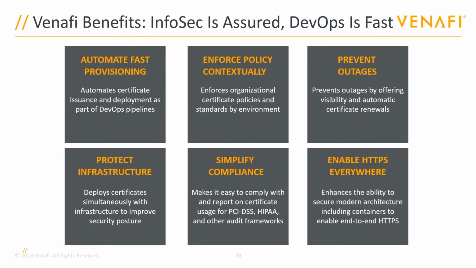Thanks for taking some time out of your day to explore how Venafi and Vault can enable InfoSec and DevOps teams to work faster and more securely together while continuing to use the same tools that they do every day. As some key takeaways, I'd like you to remember that together, Venafi and HashiCorp are able to automate the fast provisioning of machine identities in DevOps pipelines. They're able to enforce consistent policy across the entire organization, and they can prevent certificate-based outages through visibility and automation. Ultimately, info security is assured, DevOps is fast, and perhaps most importantly, they're working together to enhance the security of the organization.